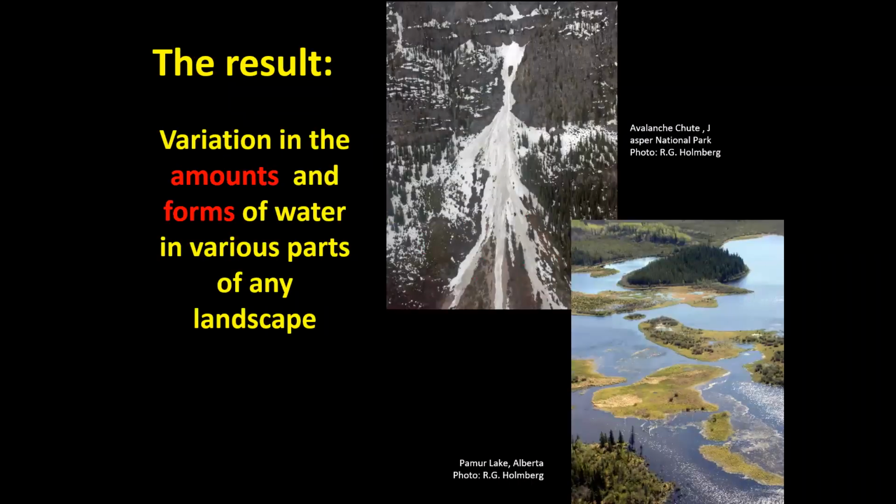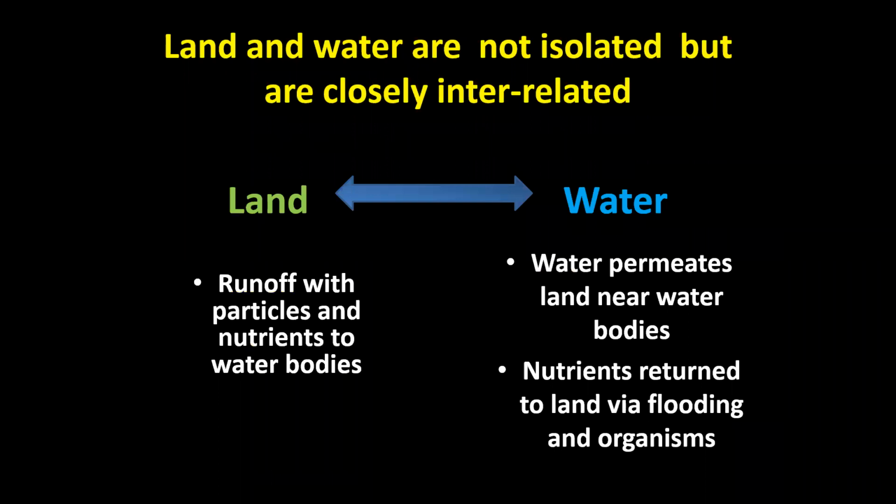So the result of this is that there's a great variation in the amounts and the forms of water in various parts of the landscape. In some places there's ice or snow or both, in other places there's lots of water, and in some places it's very dry. And we often talk about water and land being separate, but really they're integrated.